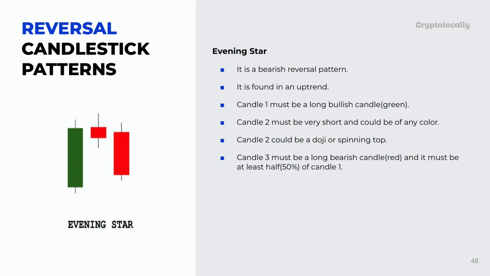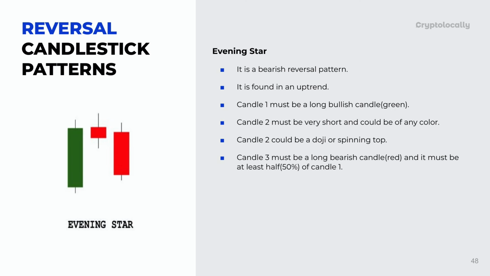So for evening star, you want to be looking for it in an uptrend. First candle must be a green candle. The second candle must be a small candle. It could be a doji and it could be a spinning top too. But the third candle must be a red candle. And the red candle must be more than 50% of the green candle.